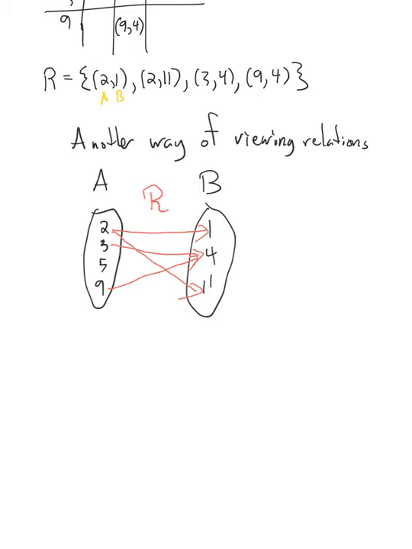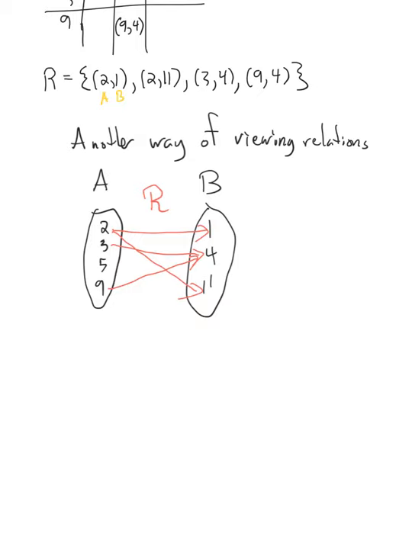So each arrow gives you the ordered pair. On the left is the first element of your ordered pair, and on the right is the second element of your ordered pair. So that's a good way of looking at relations as well. This will be important in a little bit.